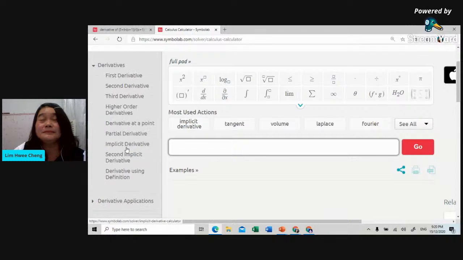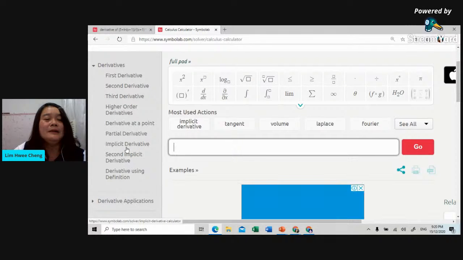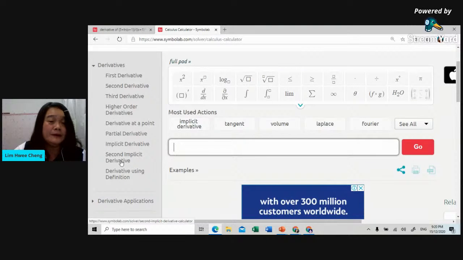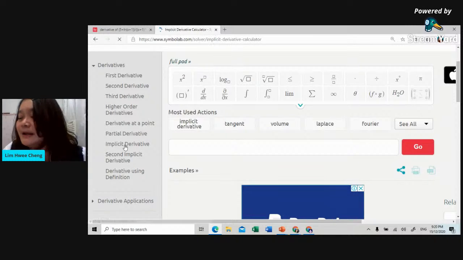Okay, have you seen this? Implicit derivative. You can do implicit derivative until the second derivative. For these questions, you only go to the first derivative, so you just click the first derivative here.